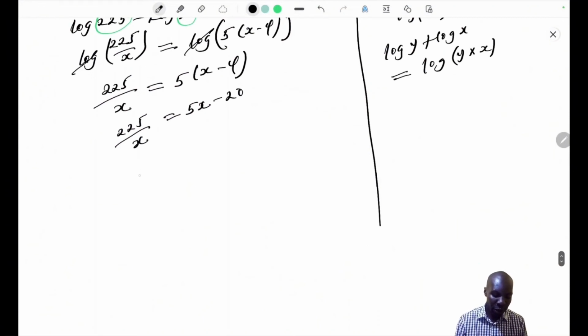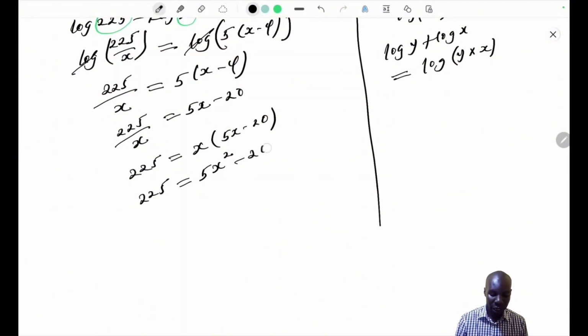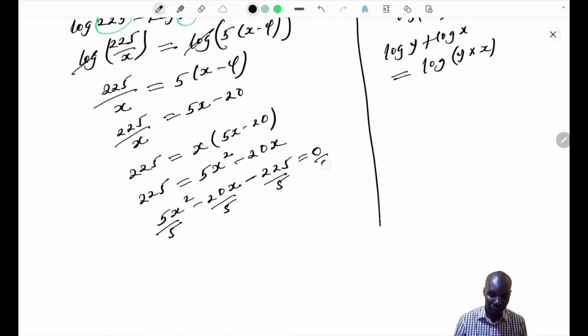Then if you cross multiply, 225 should be equal to x in bracket 5x minus 20. Then we'll have 225 should be equal to 5x squared minus 20x. So this is the same as 5x squared minus 20x minus 225 should be equal to 0. So you can divide everything by 5. Then we'll have x squared minus 4x minus 45, remember 225 goes there 5 times, should be equal to 0.